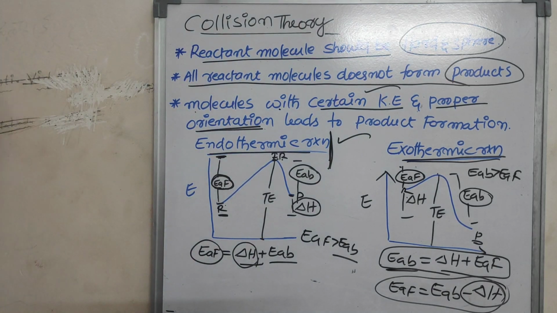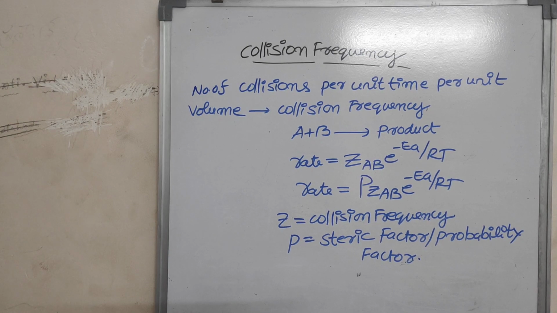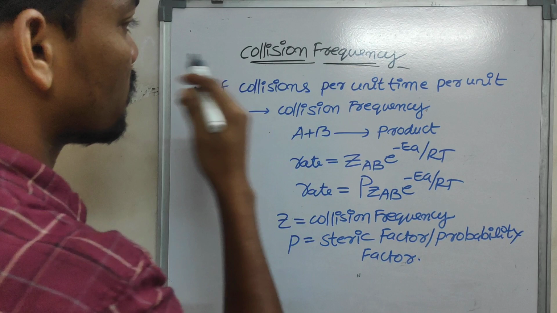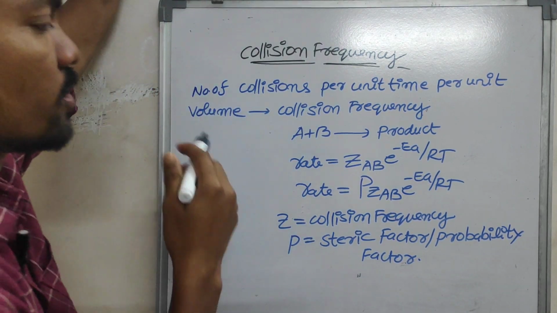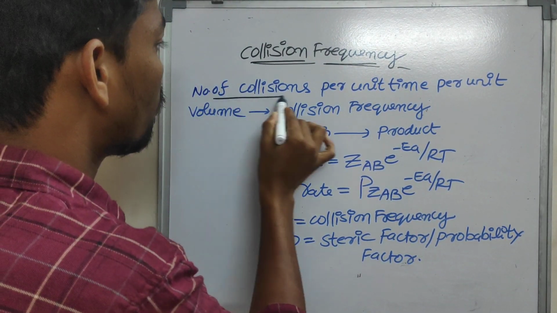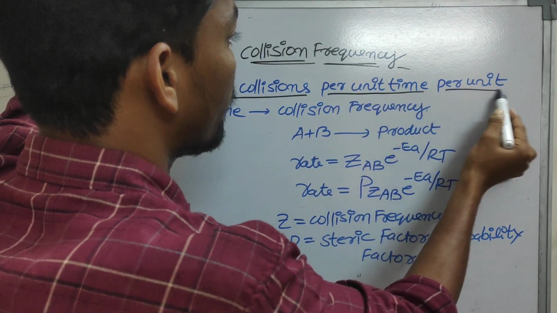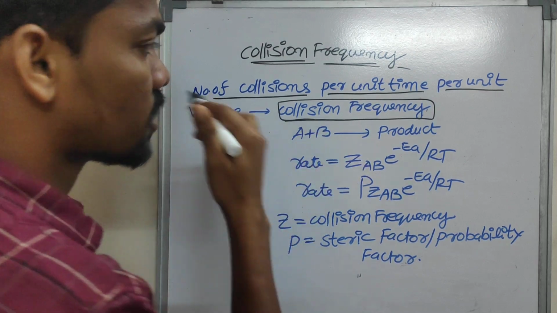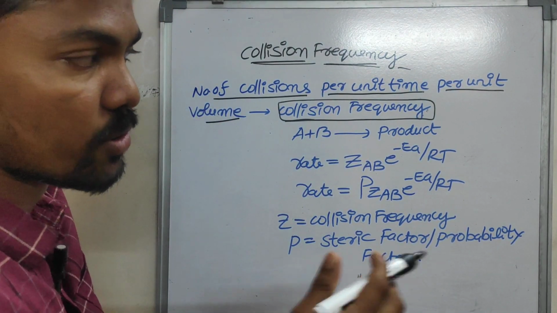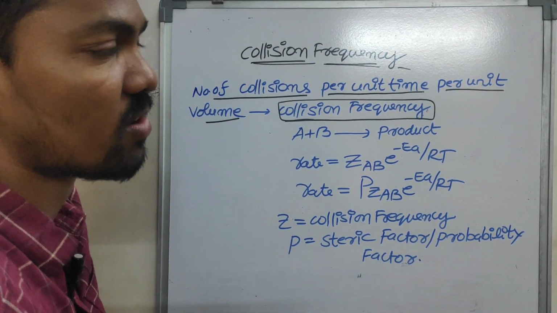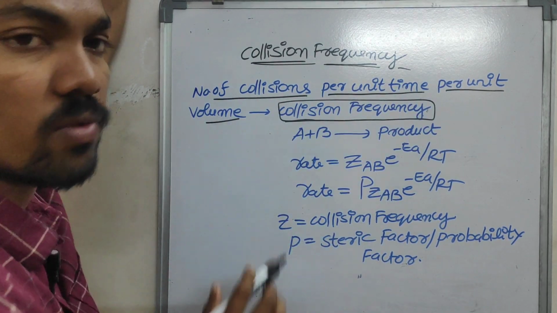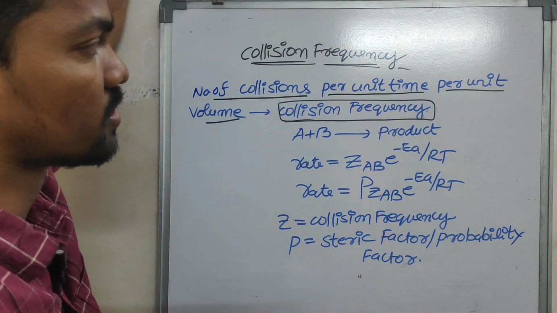Next we go for collision frequency. Collision frequency is the number of collisions per unit time per unit volume. This is the main point. The number of collisions per unit time per unit volume is called collision frequency.